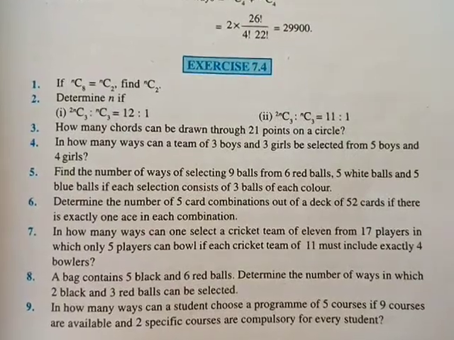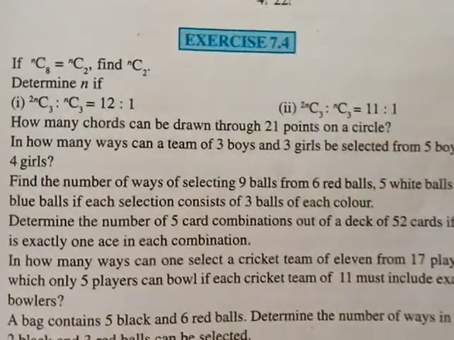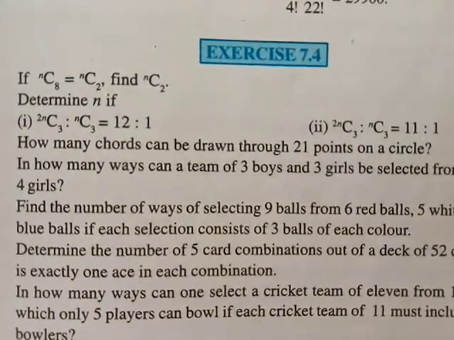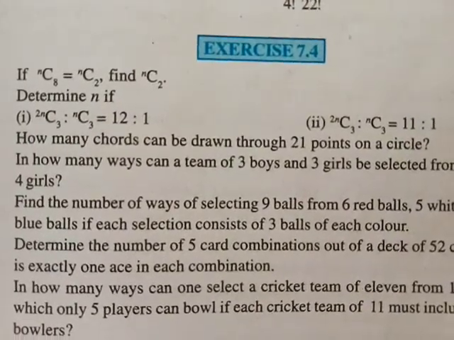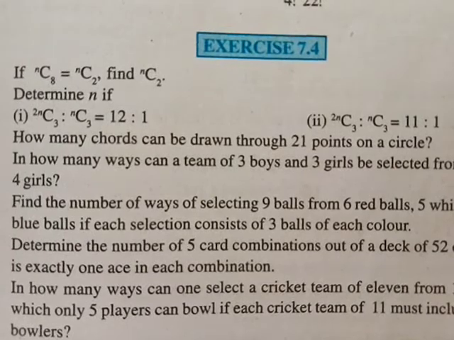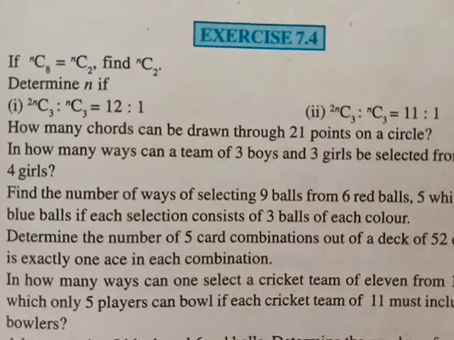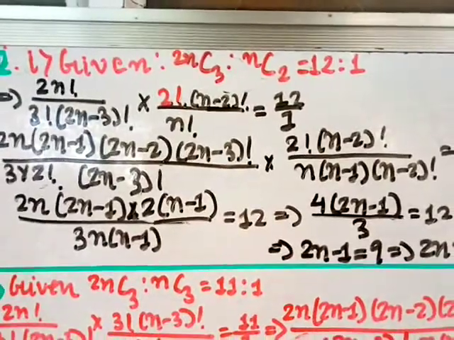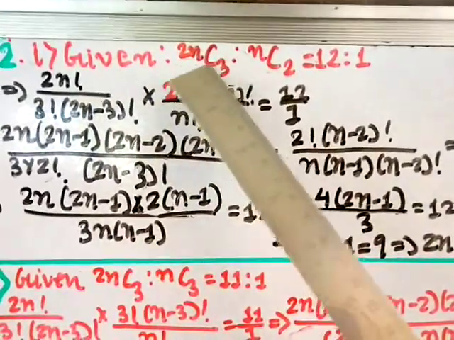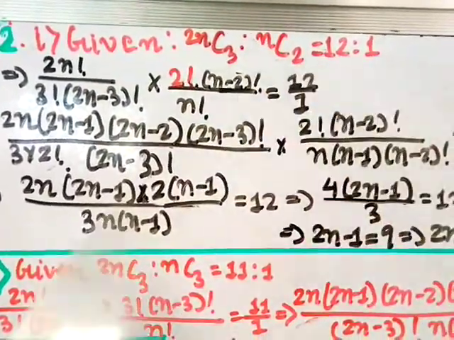Question number 2. Determine n if part 1: 2nC3 is to nC2 equal to 12 is to 1, and part 2: 2nC3 is to nC3 equal to 11 is to 1. So for question number 2 in part 1 we are given 2nC3 is to nC2 equal to 12 is to 1.